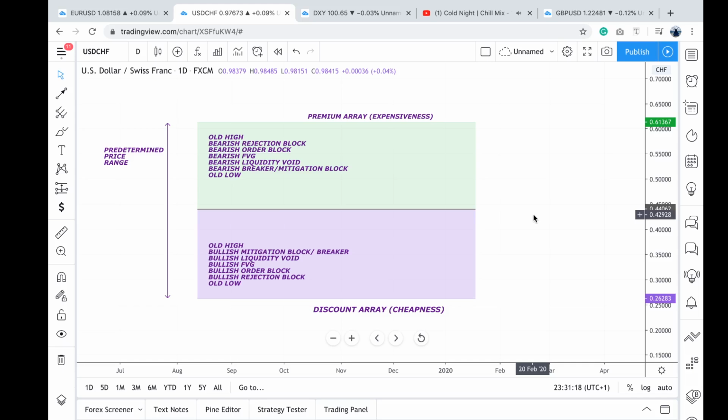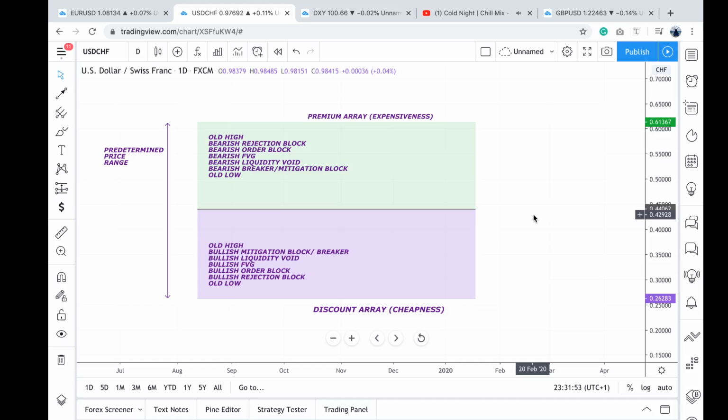So this is where we come to hold high. No, actually, let's remove bearishness or bullishness. Let's just identify those levels. So for institutional reference points, you've got hold high, hold low, rejection blocks, order blocks, fair value gaps, liquidity voids, a breaker or a mitigation block. That is all you need to know in reference to an institutional reference point. So hold high, hold low, rejection block, order block, fair value gap, liquidity void, a breaker or a mitigation block.